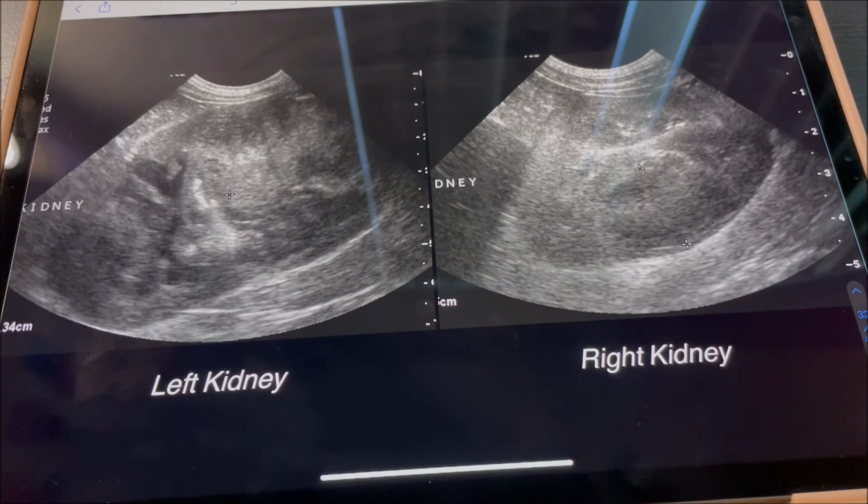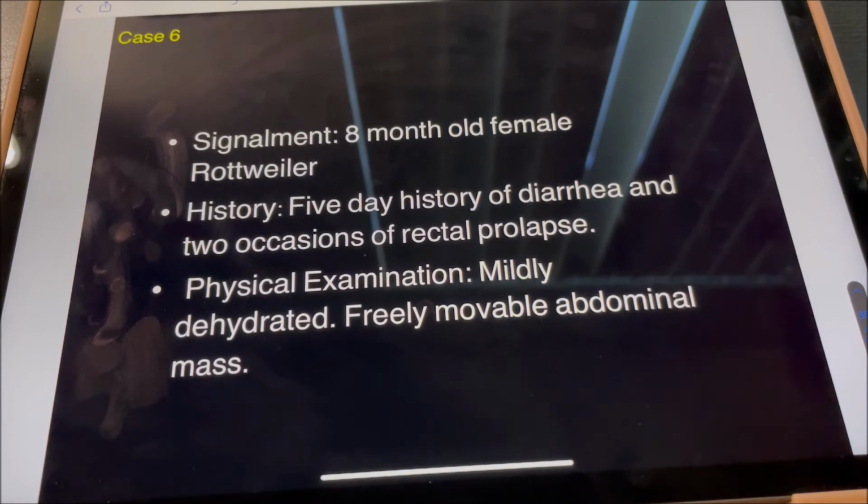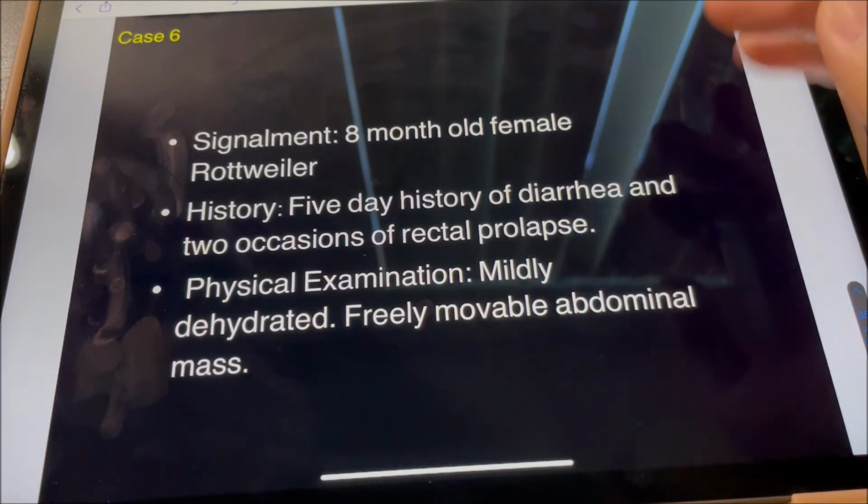Some other things that can cause kidneys to increase in size besides neoplasia and inflammation would be hydronephrosis, liver shunts, things like PKD. And yeah, now I'll move on to case 6.